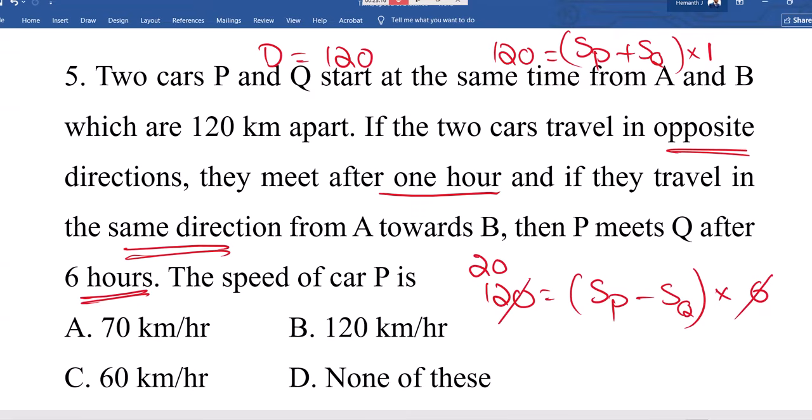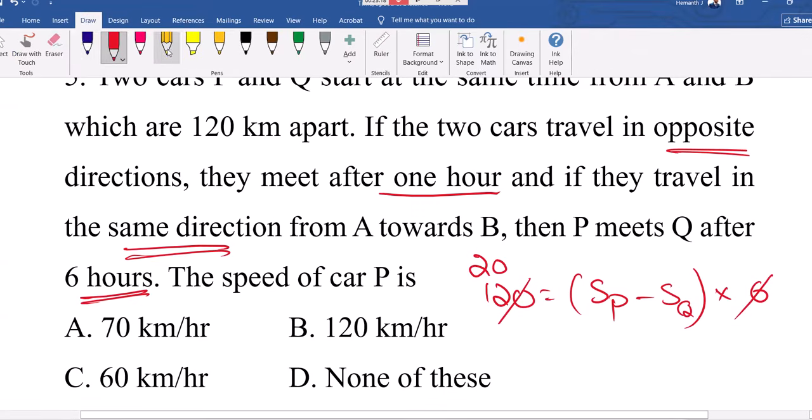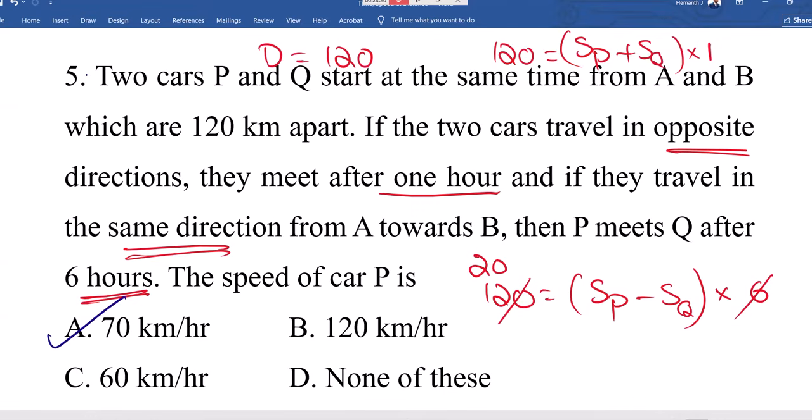Right. Yeah, 70 is the answer. Adding those two and dividing by 2. Add these two equations; SQ will cancel. 2SP equals 140, so SP equals 70.